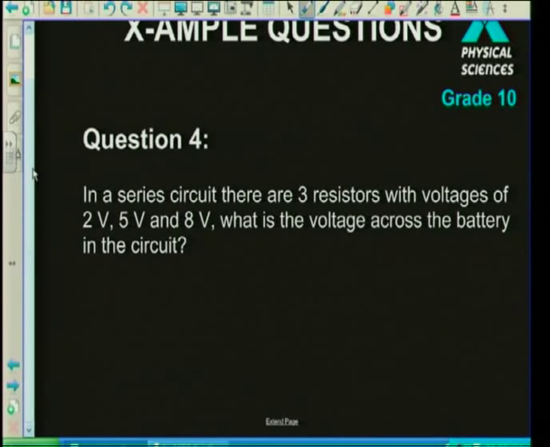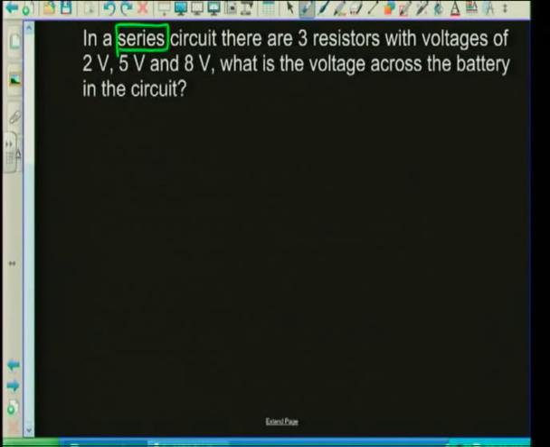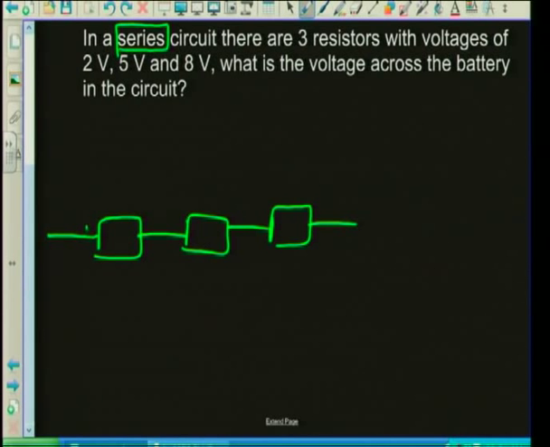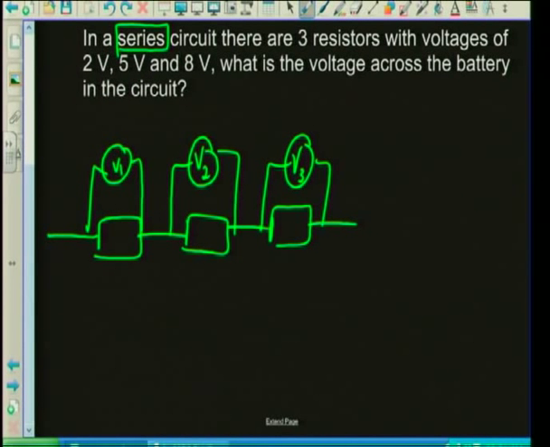In a series circuit, 3 resistors with voltages 2 volts, 5 volts, and 8 volts. In a series, there are 3 resistors, okay? So what they say to us, we have 2 volts. Let's draw this so it actually looks like what it should be. So we have 3 resistors. And this resistor, let's call this V1. Let's call this one V2. Let's call this one V3. And they say that V1 is 2 volts. V2 is 5 volts. V3 is 8 volts.